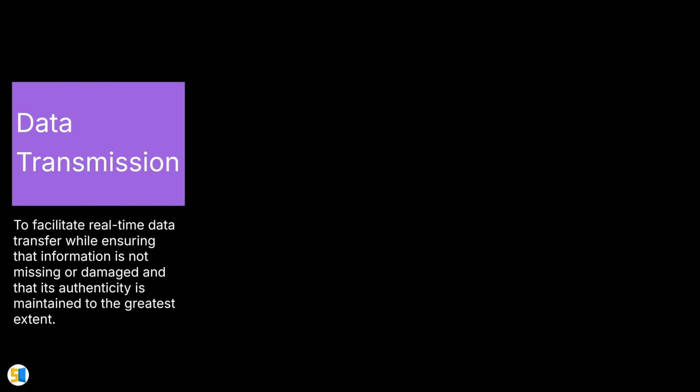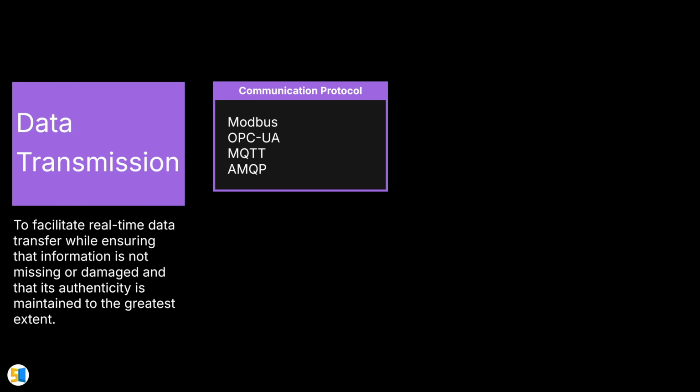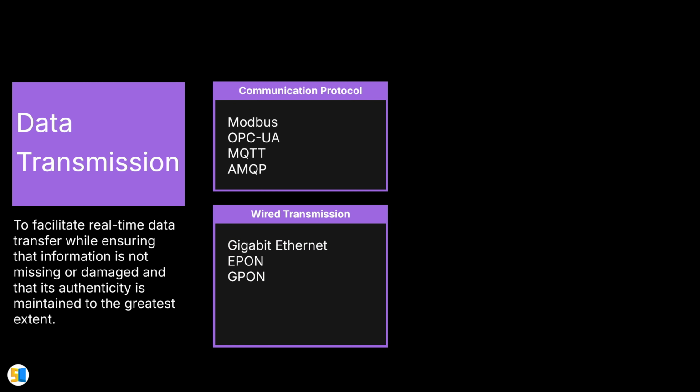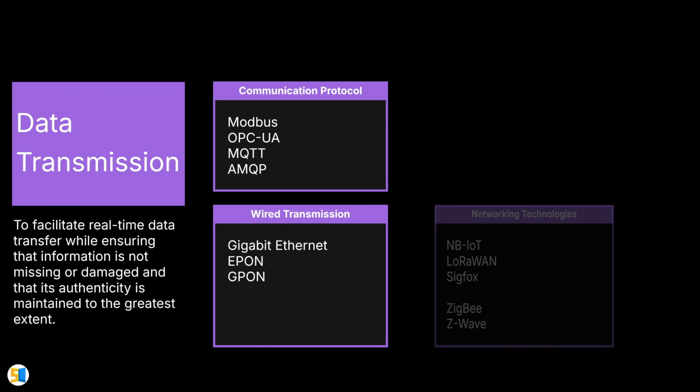The next cycle is data transmission. This is to facilitate real-time data transfer while ensuring that information is not missing or damaged, and that its authenticity is maintained to the greatest extent. Data is typically transmitted using industrial communication standards like Modbus, OPC UA, MQTT, or AMQP. For wired data transmission, technologies such as Gigabit Ethernet or EPON, Ethernet Passive Optical Network, or GPON, Gigabit Passive Optical Network, can be used.